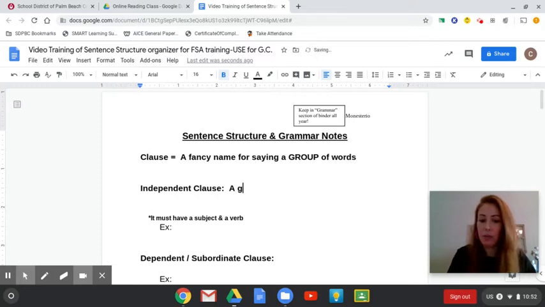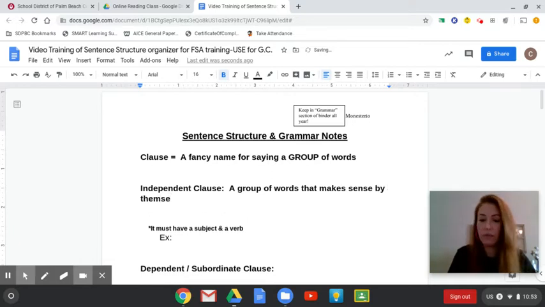A group of words that makes sense by themselves and is a complete thought. Okay, so for it to be a complete thought, it must have a subject and a verb. So I'm going to give you an example.